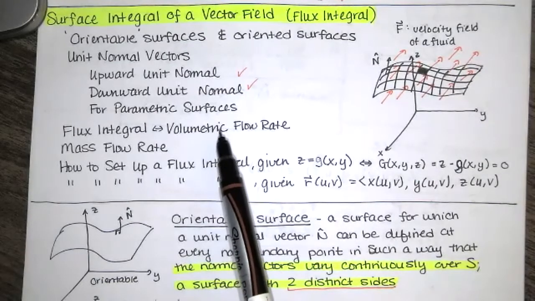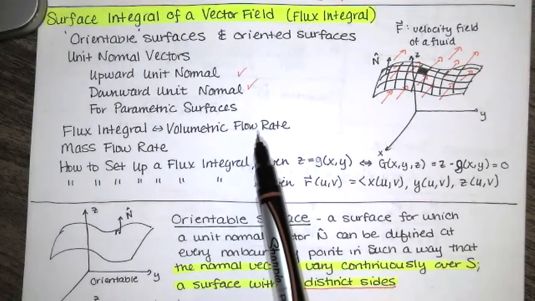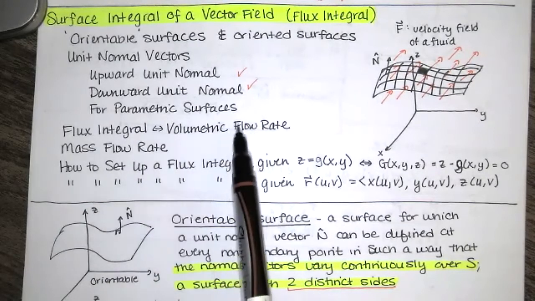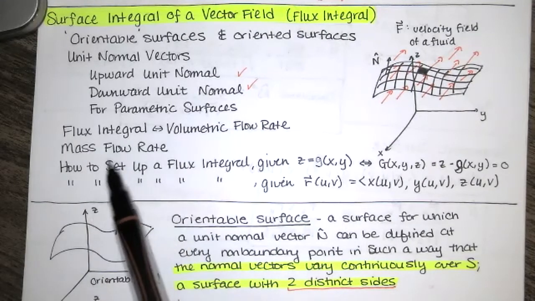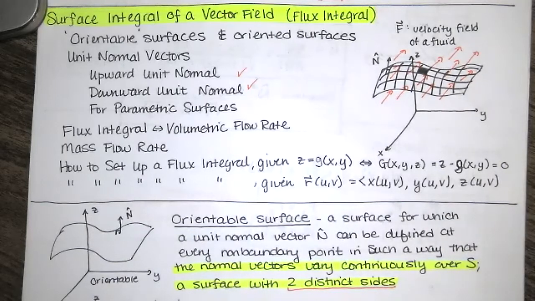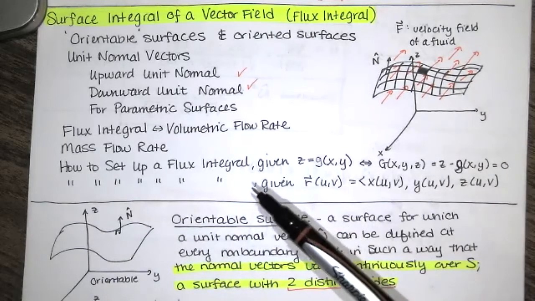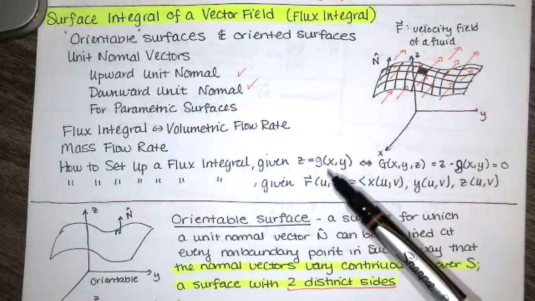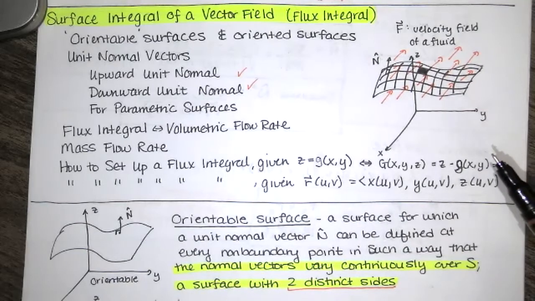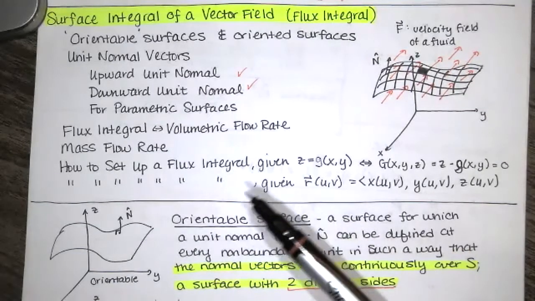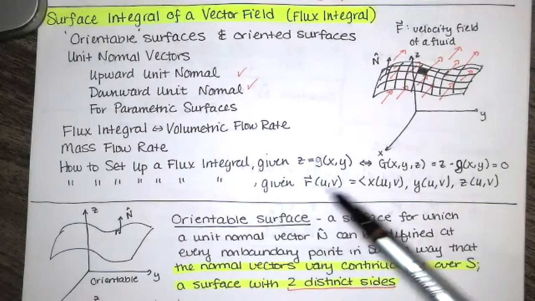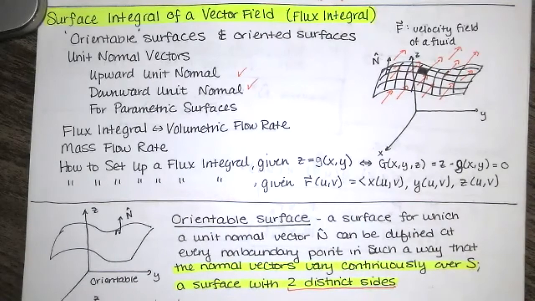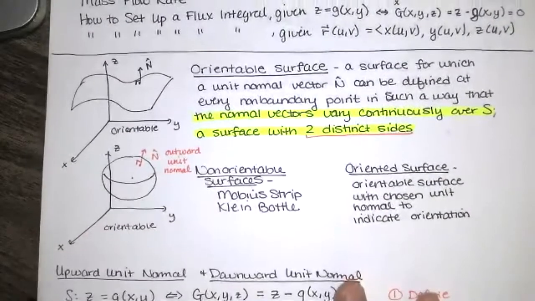Now that's giving us volume through the surface per unit time. If we take that volume per unit time and multiply by density, that's mass per unit volume, we're going to get a mass flow rate, the amount of mass going through the surface per unit time. And then we'll talk about how to set up the flux integral when z is a function of two variables. And we'll talk about how to set up the flux integral when the surface is defined parametrically. So let's look at this definition first.